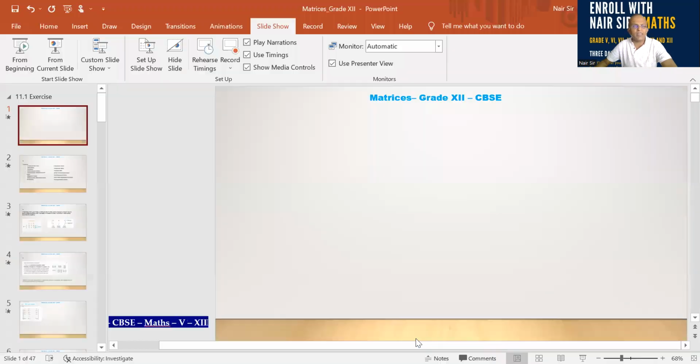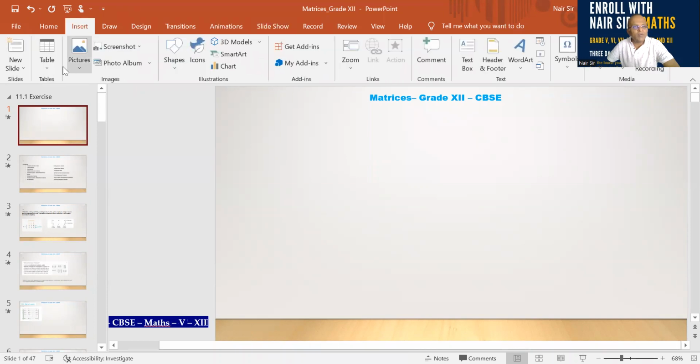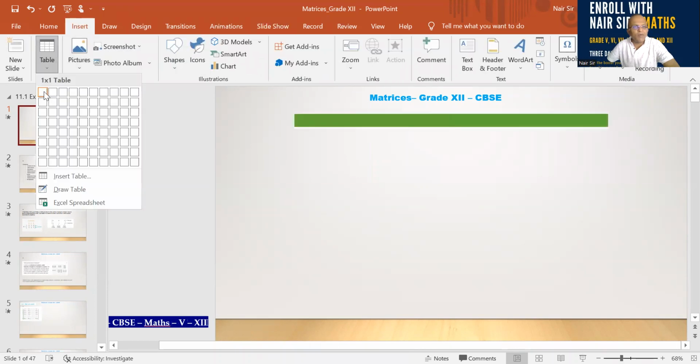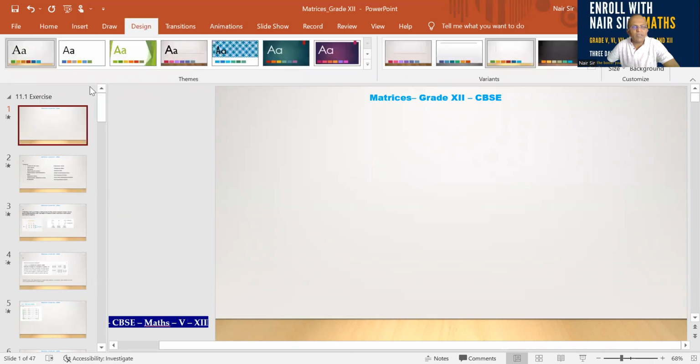Let's kickstart this lesson. When I was thinking of matrices, I asked, how can I make this subject very easy? It is a very easy, interesting and important subject because there are a lot of things you're going to learn. If you know matrices, then you will know determinants, and a lot of other things will follow. So I found an easy way: I want to insert a table.